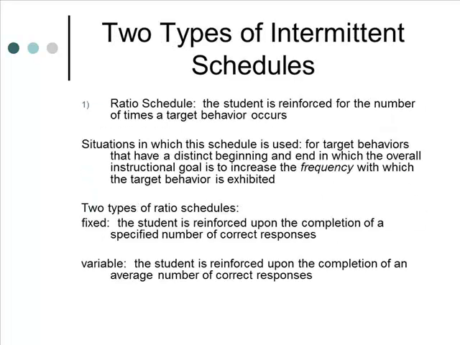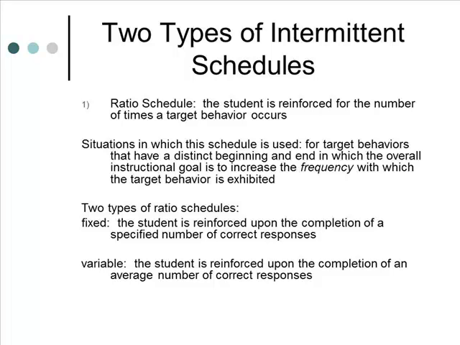If you go back to the flow sheet, what we're going to do is look at the intermittent schedule and now discuss two types. There's an intermittent ratio schedule in which the student is reinforced for the number of times a target behavior occurs. Situations in which this schedule is used is for target behaviors that have a distinct beginning and end, in which the overall instructional goal is to increase the frequency with which the target behavior is exhibited. We're going to look at some examples in just a minute. There are two types of ratio schedules. The first one is a fixed ratio schedule, and the second one is a variable ratio schedule.